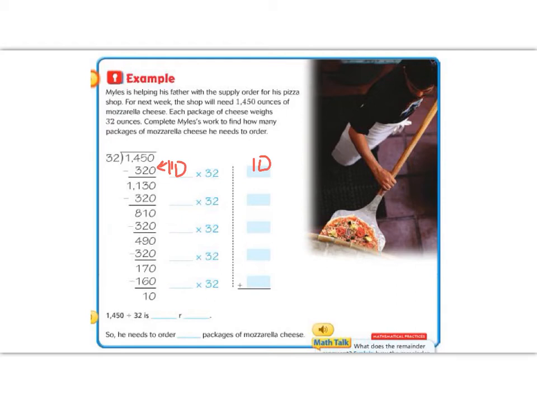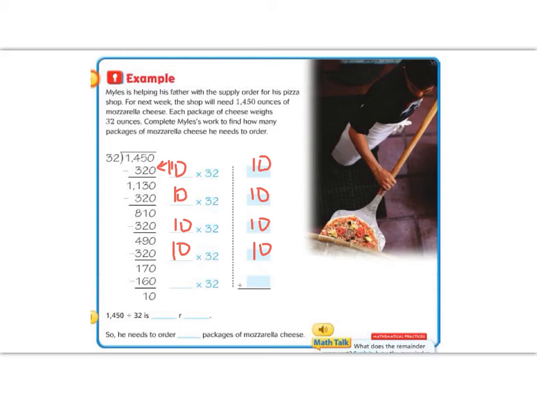1,130 is still bigger than 320. So we're going to take out another group of 10, and we're going to subtract 320. 1,130 minus 320 is 810. 810 is still bigger than 320, so we can take out another 10 groups, and we subtract and we get 490. 490 is still bigger than 320, so we can take out another 10 groups. So we're taking out groups of 10 until we can't. Because now, look, we're left over with 170. And 170 is smaller than 320, so we can't take out another group of 10.